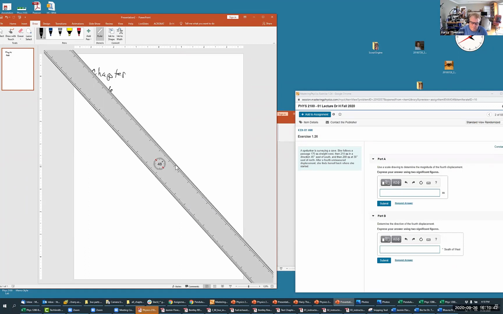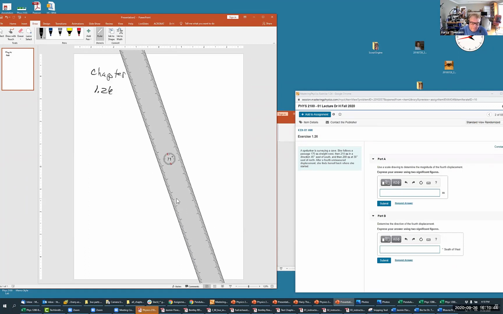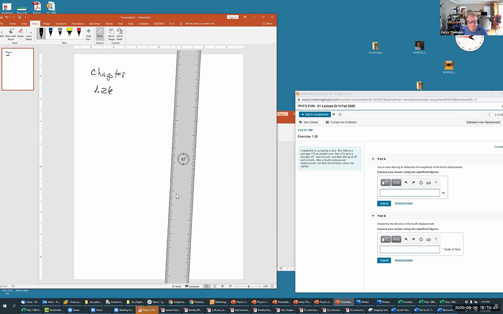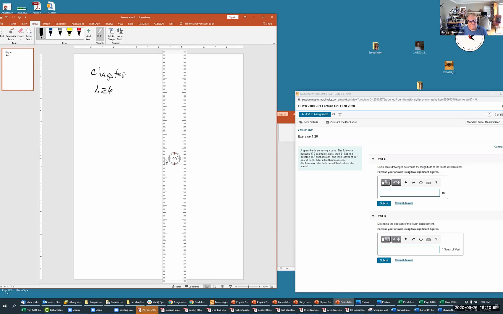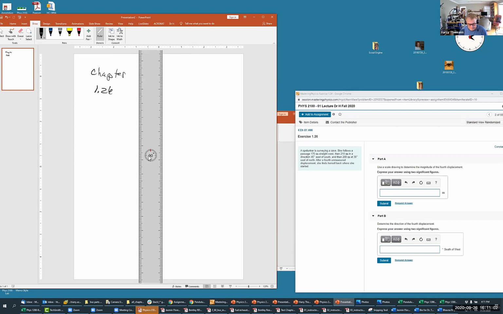I'll try this. I wonder, is there another way to rotate this? Oops. Come on. It's going to keep bouncing back between 80 and 90, right? Actually, I probably have somewhere a grid, which, well, we'll do our best here.